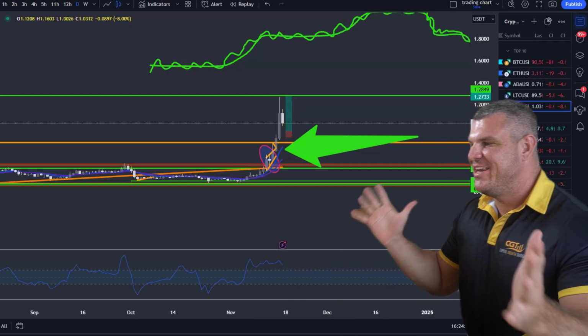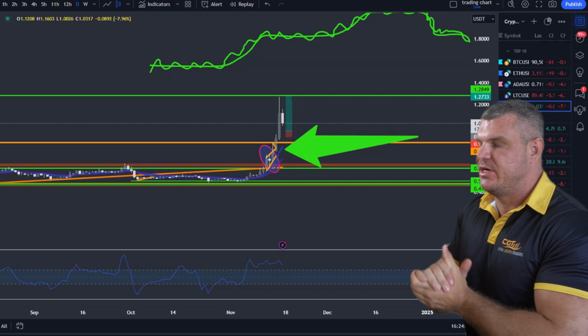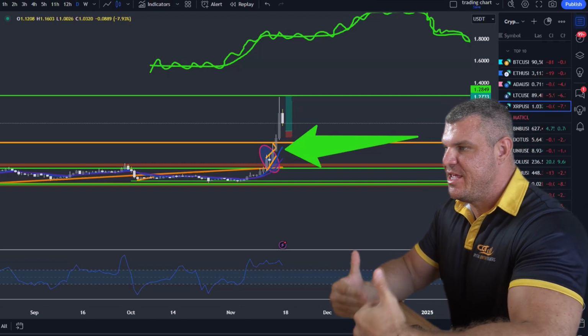Hey everyone, Shane here, founder of Capital Growth Traders, and today I want to talk about one of my favorite indicators in a trending market, and they are the EMAs.